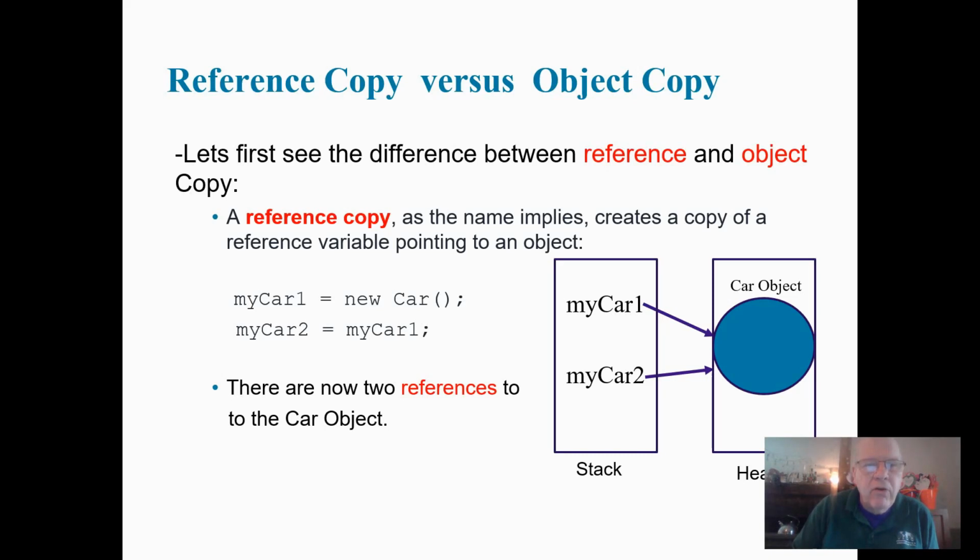And then myCar2 is set to myCar1. Now notice there's only one keyword new. So there's only one object that gets created. But you have two references to the same object. That's not really a copy, but it's called a reference copy.